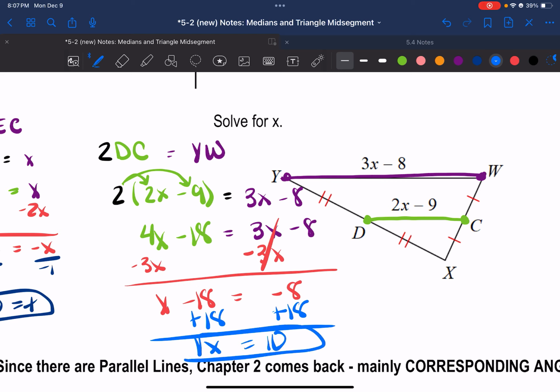Don't always guarantee it's going to be 10, but these two examples, they were 10. Again, you can go in and solve, and you should see whenever you solve, this DC should be half the size of YW.